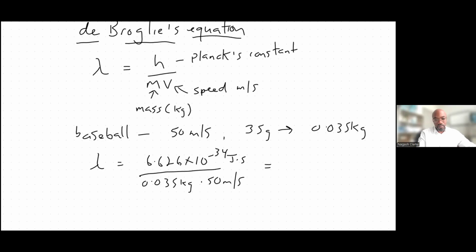So my wavelength is 3.78 times 10 to the minus 34 meters, right? So this is a really small wavelength that we can't even measure. And we actually should make this two sig figs. So that should be 3.8 times 10 to the minus 34 meters, which will be my answer. So very small, tiny wavelengths. It's not something that we can appreciably measure.